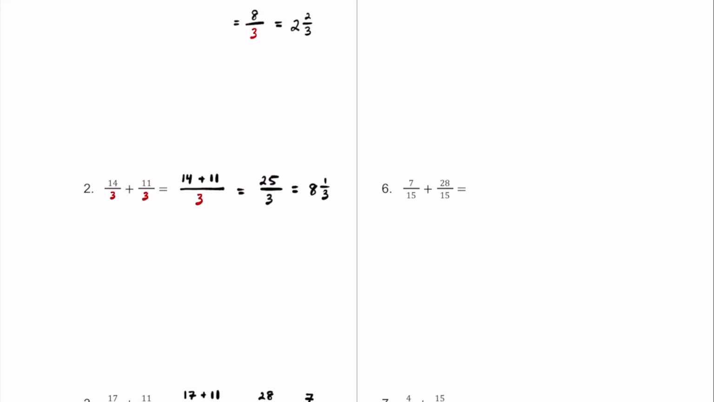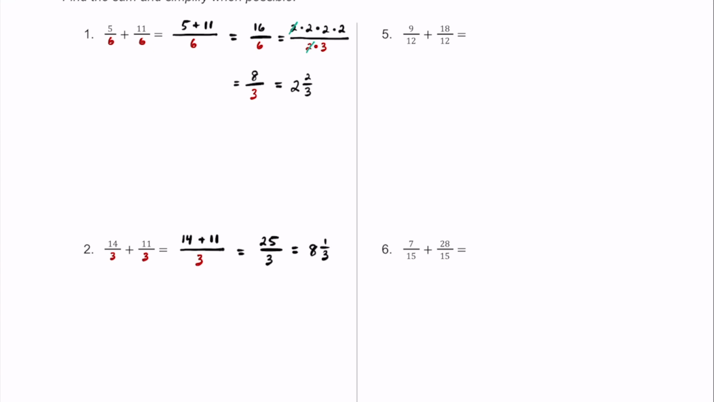Here's number 5. For number 5, we have the fraction 9/12 plus 18/12. So we have common denominators of 12 and 12. We can go ahead and just add these right away. Let's go ahead and put our fraction bar and put a 12 on the bottom. Keep that the same. And on top, we have 9 plus the 18. All right, now we can go ahead and add those numerators together. So 9 plus 18 on top is going to be 27, and the 12 on bottom is just going to stay the same.